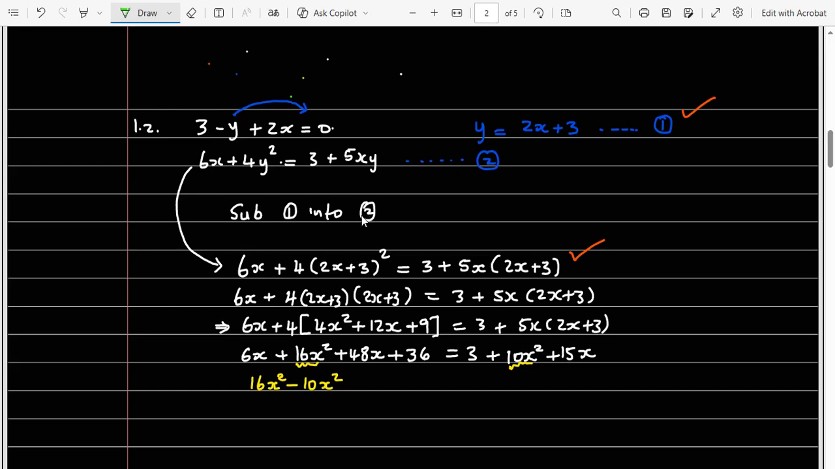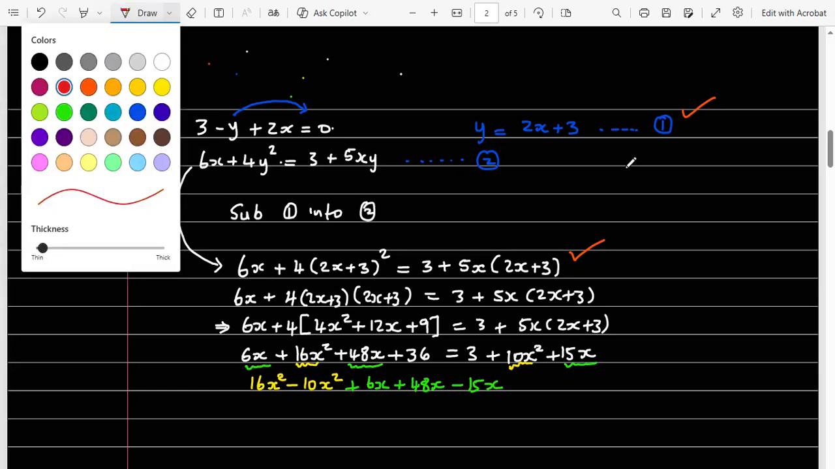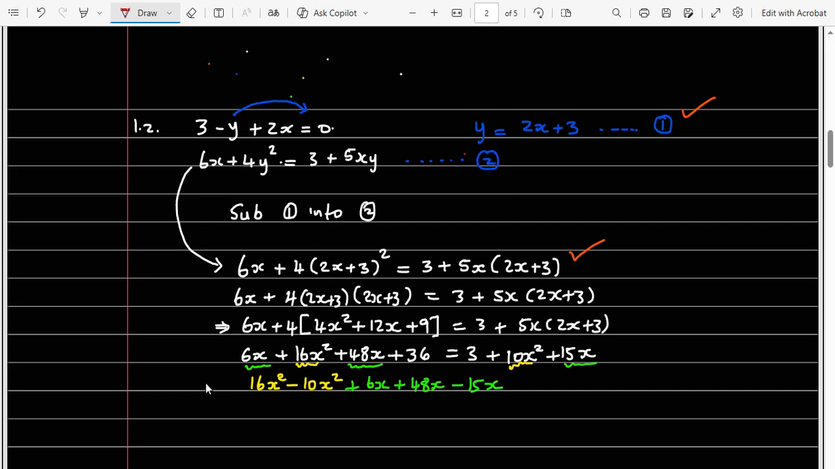Look at this. The 6x with the 48x and with the 15x. So this will be plus 6x. Then I add 48x. Then the 15 is on the other side. When it comes this side, it's negative 15x. Wow, I know you understand what's going on here now.